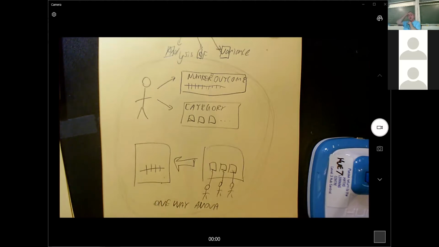But that's what ANOVA is designed to achieve. I'm going to answer the question that was asked right at the beginning, which is what's the difference between one-way and two-way ANOVA? I'm going to answer it now. And it's to do with the kind of data you've got and the kind of question you're asking. This is one-way ANOVA.